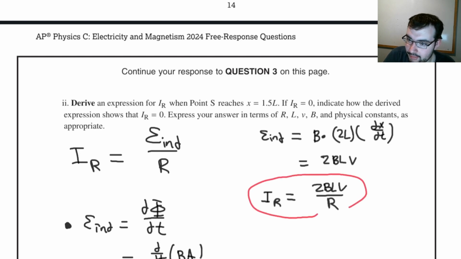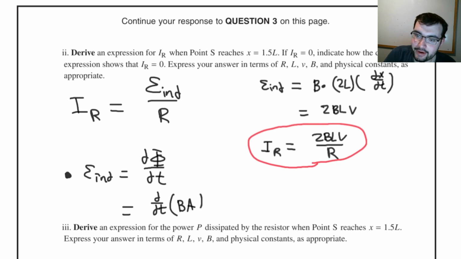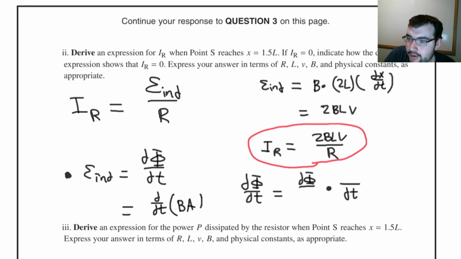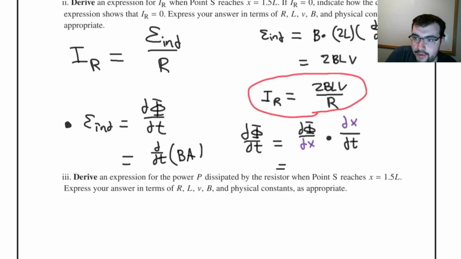That's not the only way of doing it. The most clever way I've seen to do this, which I find quite neat, is the chain rule. So d phi dt is equal to d phi dx times dx dt. How does phi change as a function of x? That's just going to be B times 2L, because phi is going to be B times 2L times x. And what's dx dt? That's just v. Nice, works out.